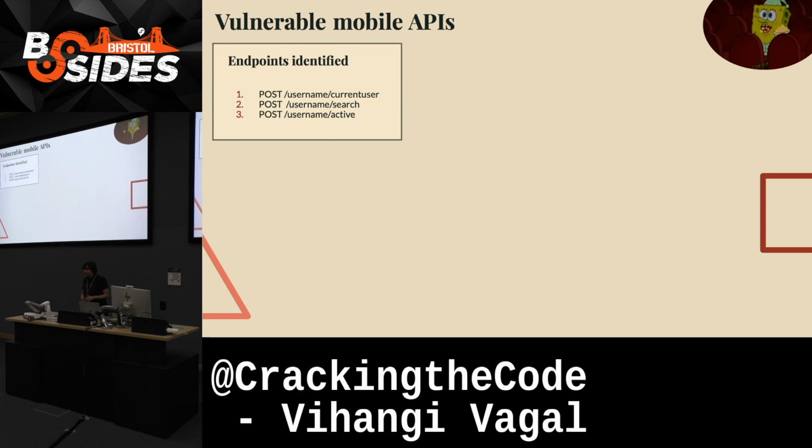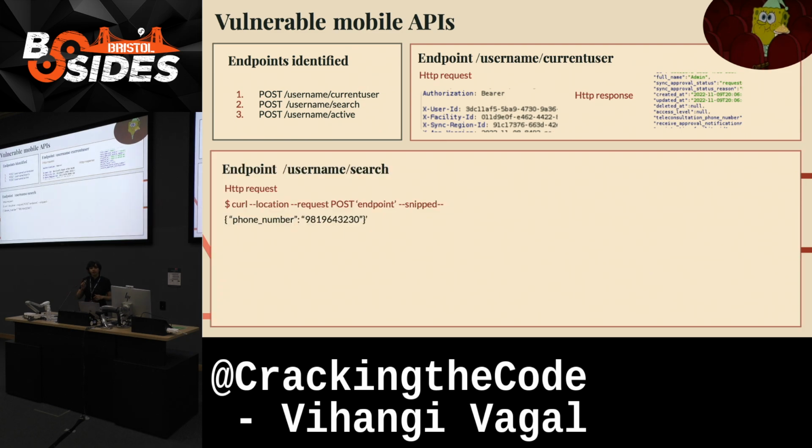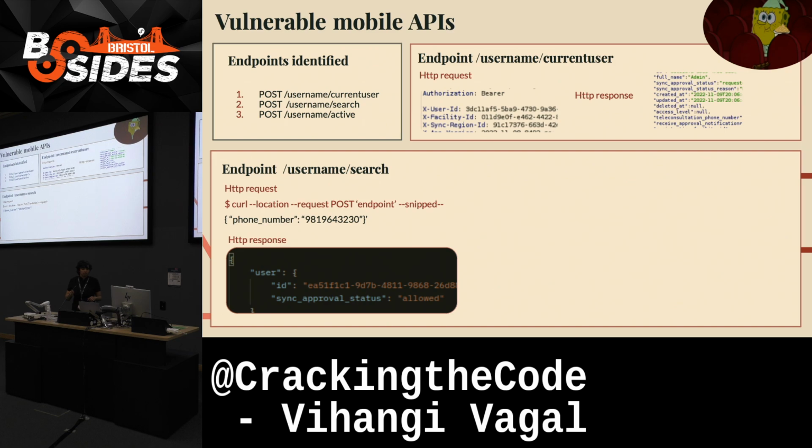There were 3 endpoints that were identified. The first one requires a bearer token and some of the other parameters to give all the information about the current user. That is me in this case. But it also uses another endpoint to search for valid users. Now, it's using the phone number parameter to check whether the user exists. It returns an ID if the user exists and tells you whether the user is active.